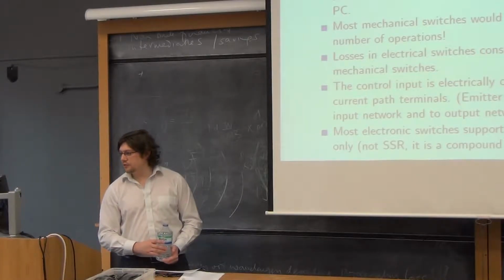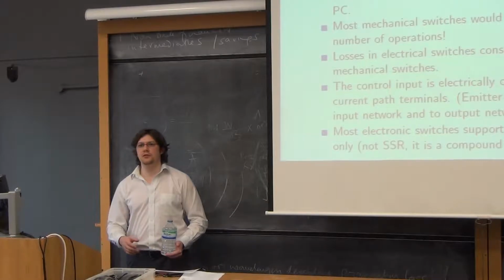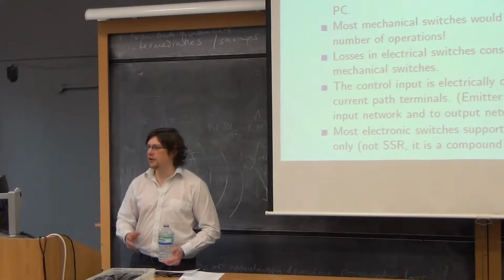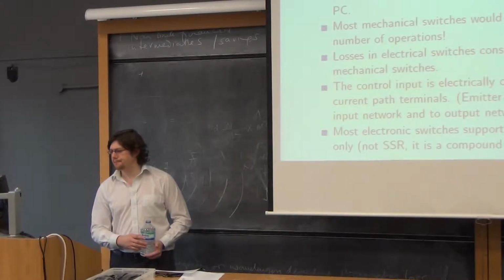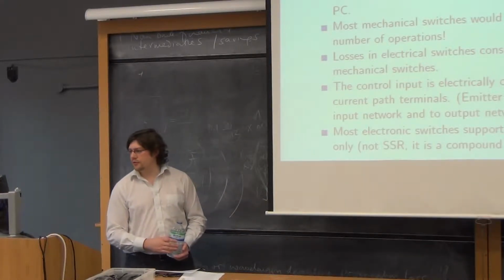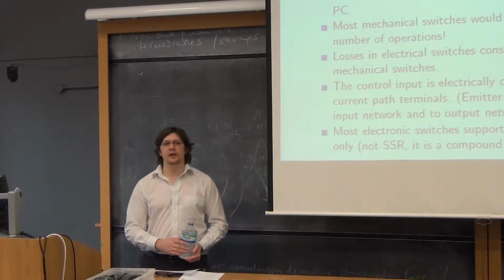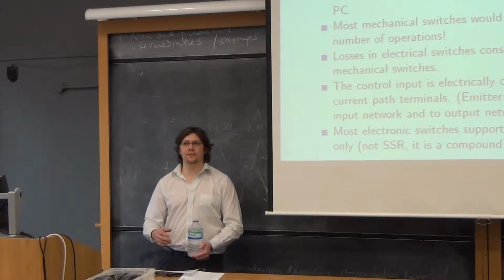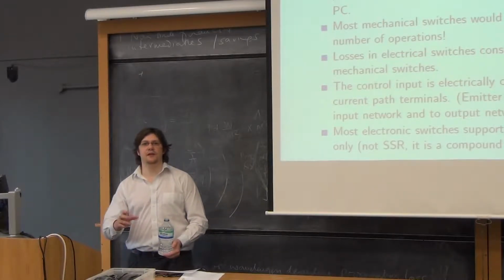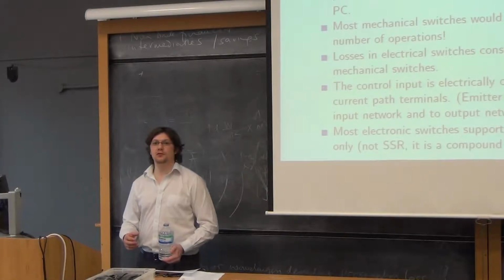Losses in electrical switches are considerably greater, and we will be using the saturation voltage and the RDS-on, which I discussed yesterday, to work out what those losses will be. And as I said just now, the control input is electrically connected to the main current path. That's to say, your input voltage and your output voltage, or voltage and current network, both have to share the emitter or the source, usually.